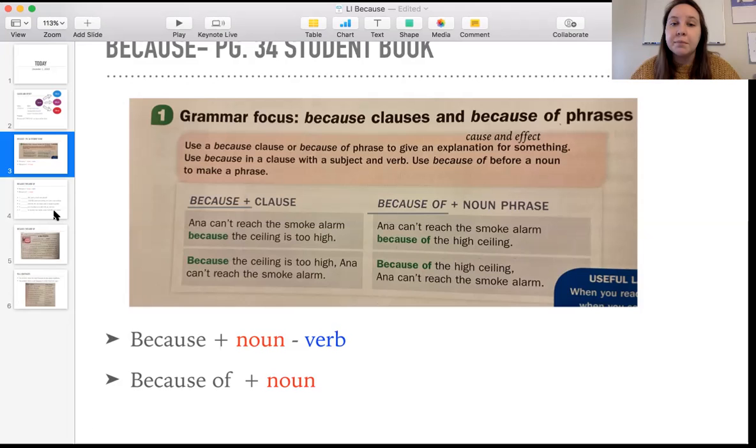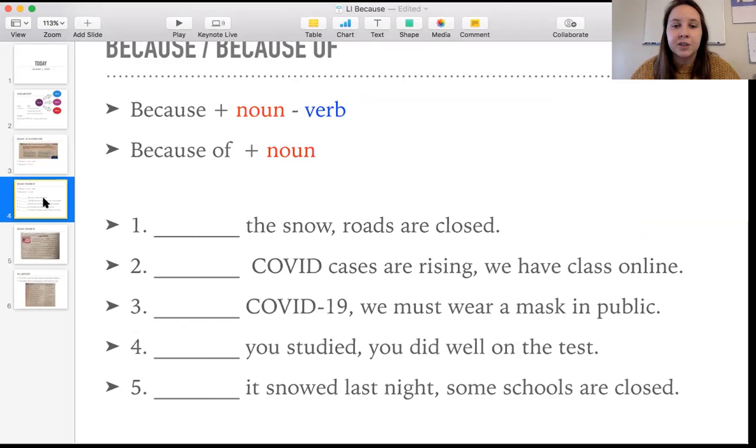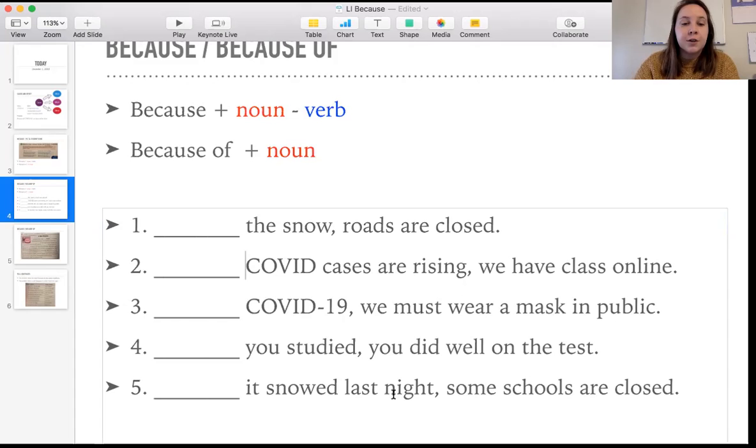So let's do some quick practice just to make sure we understand. Again, we're using because when there is a noun and a verb, and we're using because of when there is only a noun. So take a second, think about numbers 1 through 5. Are you going to use because or because of? Pause the video, answer those, and then you can start again. All right, hopefully you are good to go.